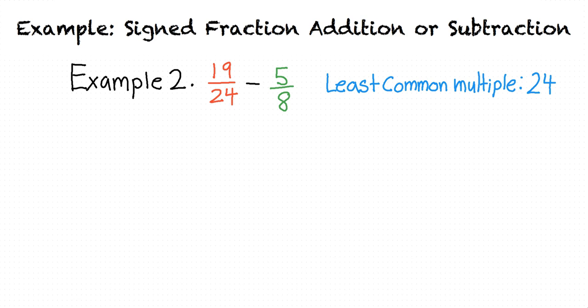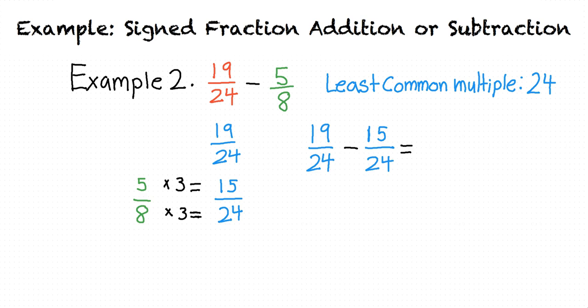The first fraction already has a denominator of 24, so we do not have to change any values in this fraction. In order to change the denominator of 5/8 to 24 while maintaining the same value, we must change the numerator to 15. Now that we have a common denominator, we can subtract the two fractions by subtracting the numerators while keeping the denominators constant. Doing so, we will get an answer of 4/24.